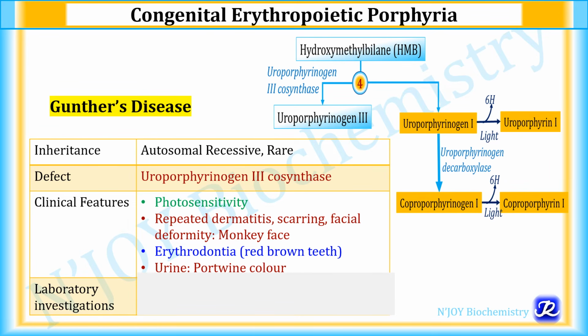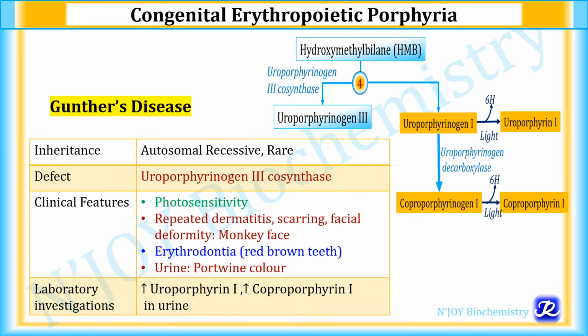There is presence of erythrodontia. The teeth become red-brown. Urine is port wine color. So these are the various clinical features. Laboratory investigation shows increased uroporphyrin I and coproporphyrin I in the urine.